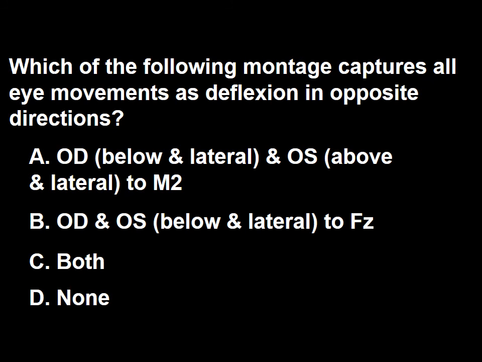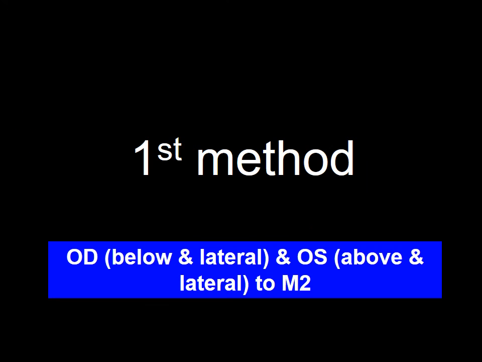The next question is, which of the following montages captures all eye movements as deflection in opposite directions? A. OD, below and lateral, and OS, above and lateral, to M2. B. OD and OS, below and lateral, to FC. C. Both. D. None. There are two methods commonly used to record eye movements. I will first address the OD and OS to M2 method.